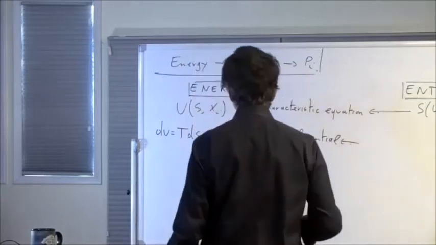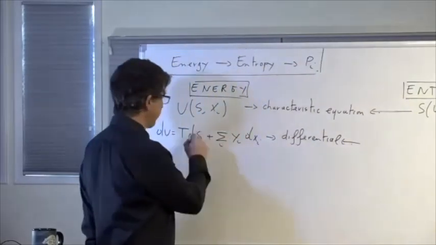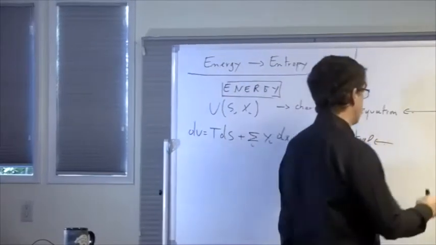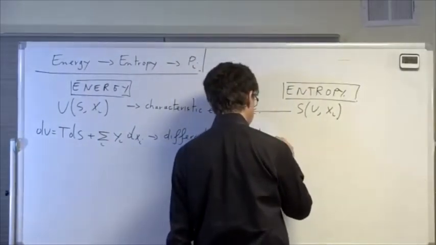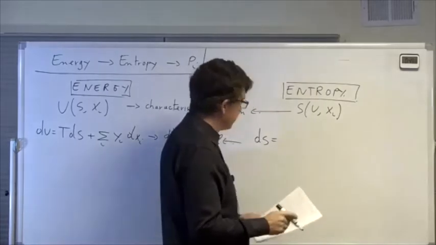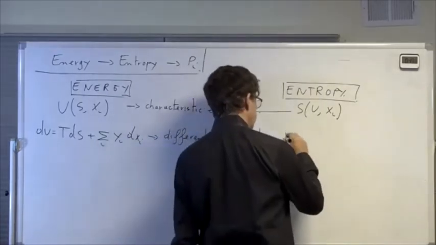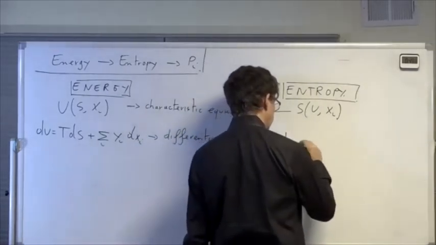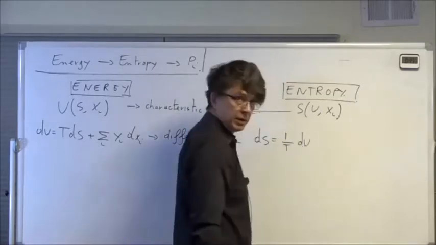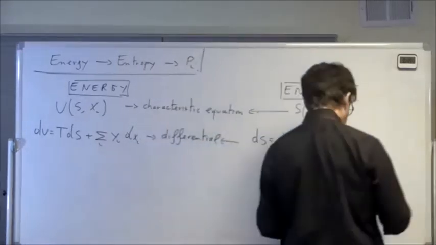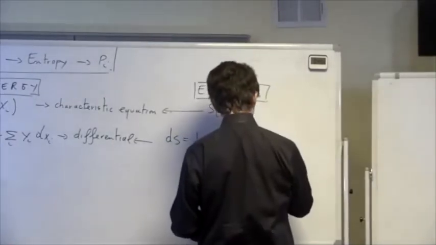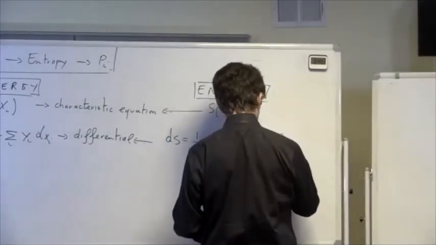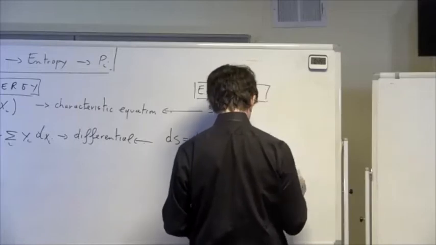In the entropy formalism, I can just rewrite that differential by putting the S on one side. And what you see now is that the entropy change of a system is controlled by the internal energy change, weighted by 1/T, minus Σ yi/T dxi.